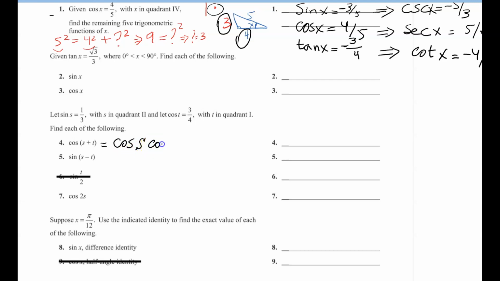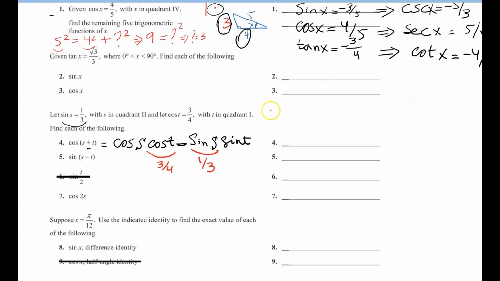Cosine s, cosine t. If it's a plus here, it's going to be minus here. And then sine s, sine t. What's been given is sine s, that's 1/3. Cosine t is given, that's 3/4. I need to find the rest.